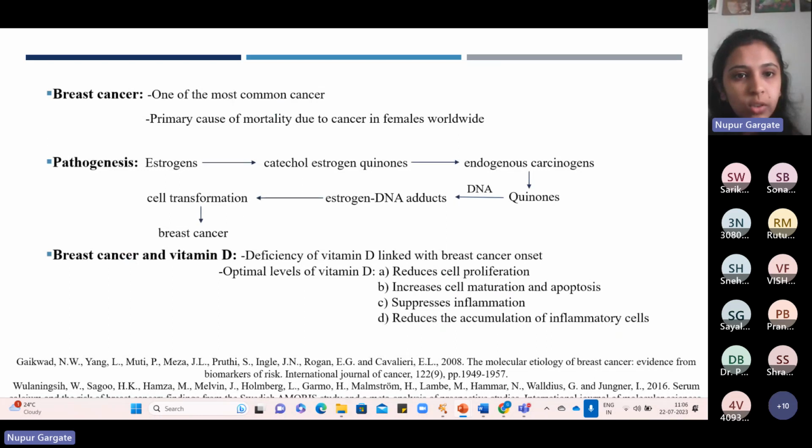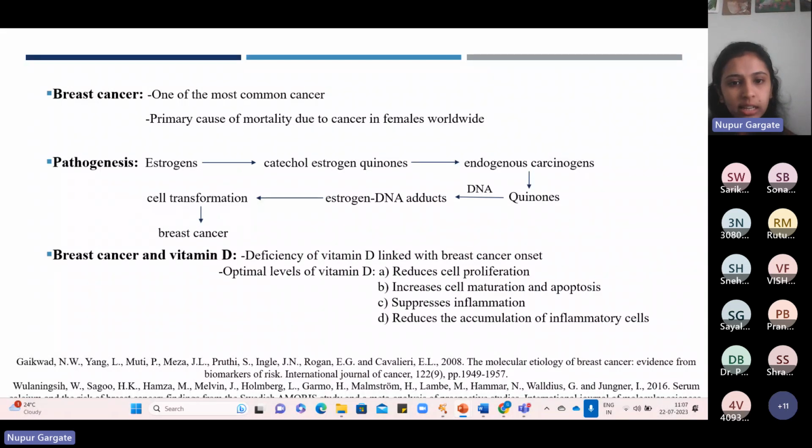So breast cancer is one of the most common cancers, and it is the primary cause of mortality due to cancer in females worldwide. Pathogenesis is that it begins with estrogens, which form endogenous carcinogens. These carcinogens get converted to quinones, which react with DNA to form estrogen DNA adducts. And these estrogen DNA adducts cause cell transformation, which ultimately leads to breast cancer.